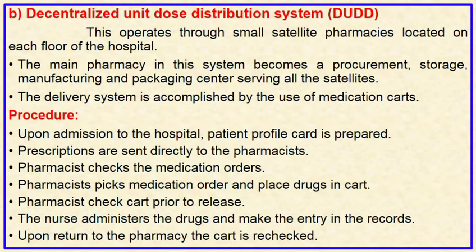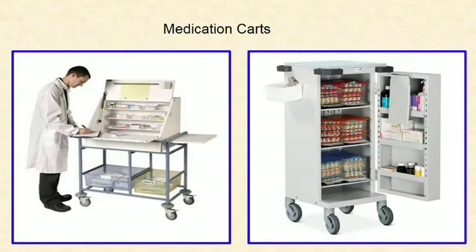The procedure is like this. Upon admission to the hospital, a patient profile card is prepared. Prescriptions are sent directly to the pharmacist. Then the pharmacist checks the medication orders, picks the medication order and places drugs in the cart. The pharmacist checks the cart prior to release. The nurse administers the drugs and makes the entry in the records. Upon return to the pharmacy, the cart is rechecked. These are some images of medication carts.